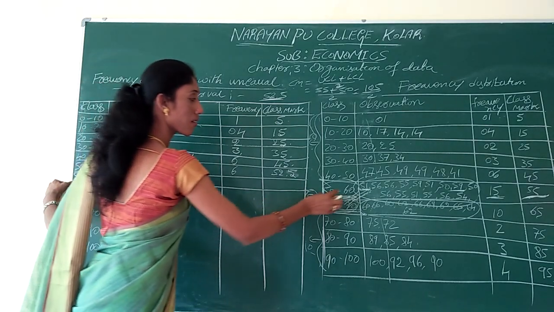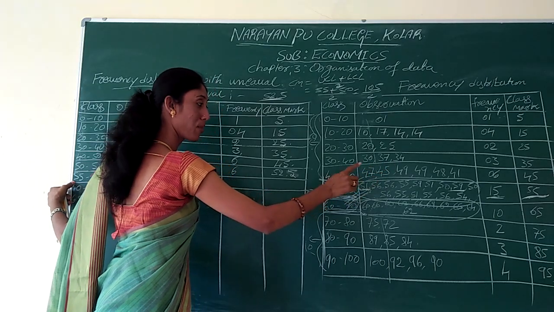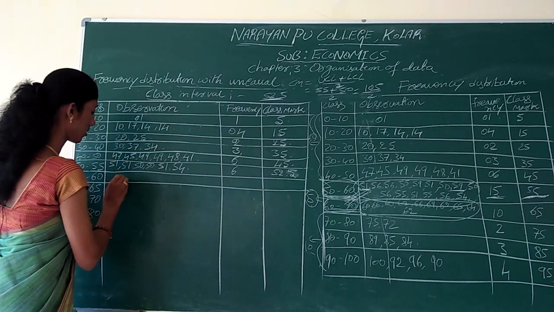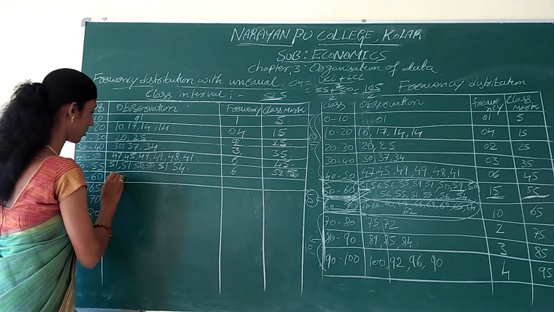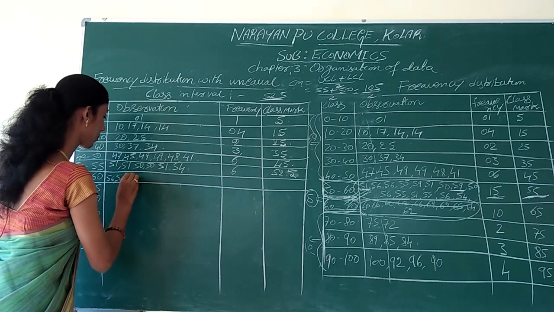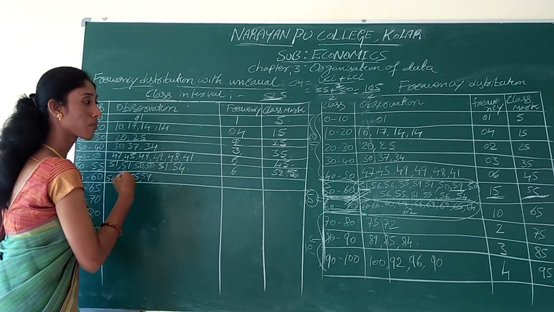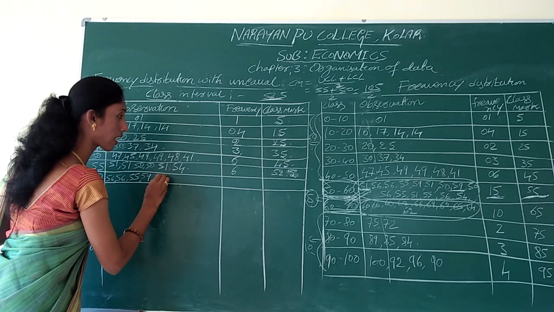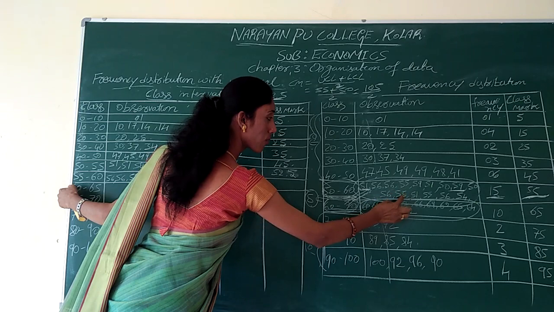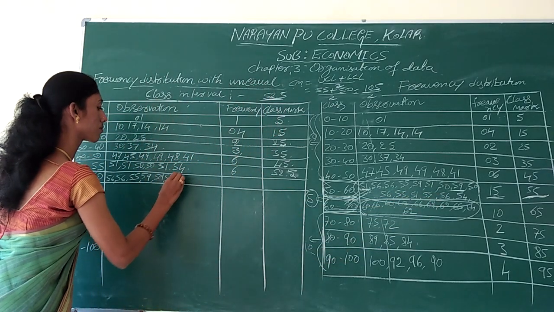And in the same way 55 to 60. This particular class would be 55 and above and below 60. The values are 56, 56, 56, 55, then 59, then again 59, then 56, 55, 55, 56.